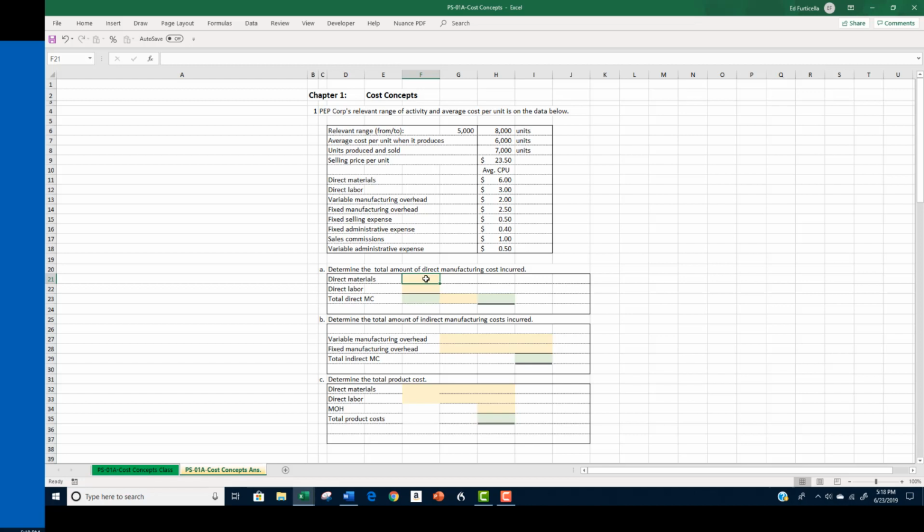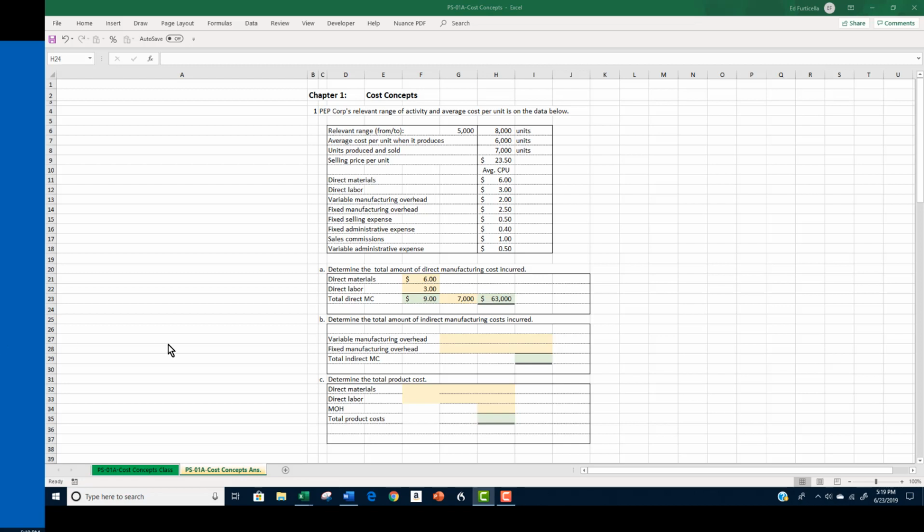The relevant data includes 7,000 units produced and the direct materials cost at $6 per unit and direct labor cost at $3 per unit. The total average cost per unit is $9. Data relating to indirect cost and selling price are irrelevant. We can now solve the problem. Since 7,000 units were produced, we multiply the $9 cost per unit by the 7,000 units to get the total direct manufacturing cost of $63,000.